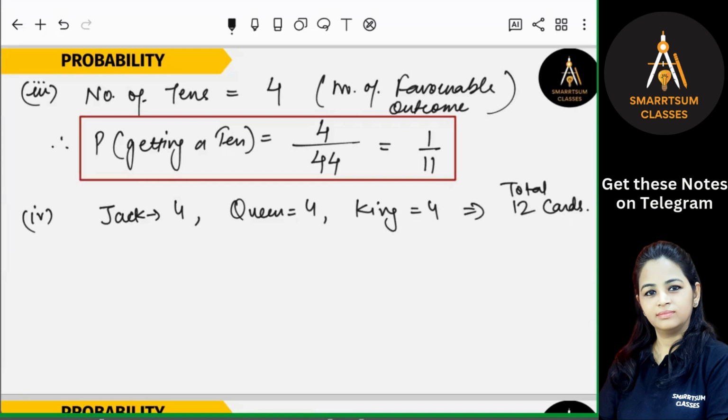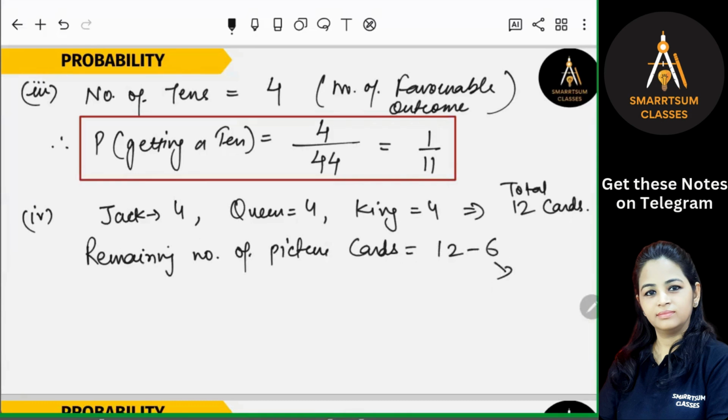So what is the number of picture cards now remaining in the deck? So write down the remaining number of picture cards. This is equal to 12 minus 6. Why? Because 6 picture cards are removed. So a total of 8 cards have been removed, among which you have aces also, but an ace is not a picture card. Among the picture cards, we have removed 2 jacks, which are red in color, 2 queens, which are red in color, and 2 kings, which are red in color. So that's how a total of 6 red picture cards have been removed.